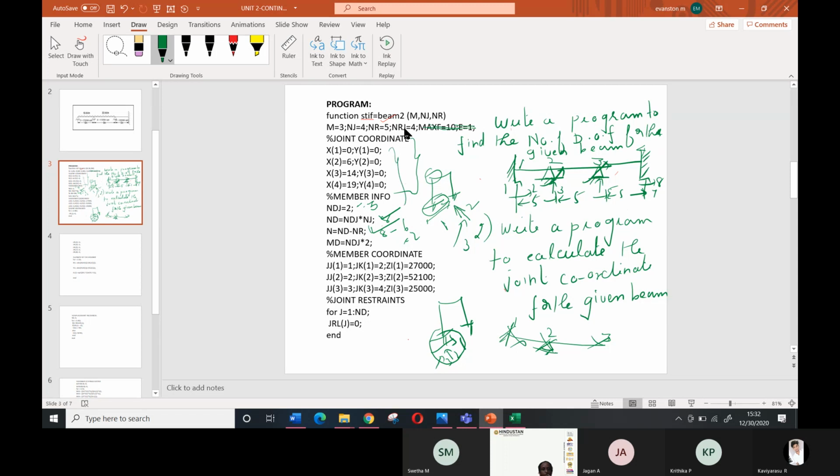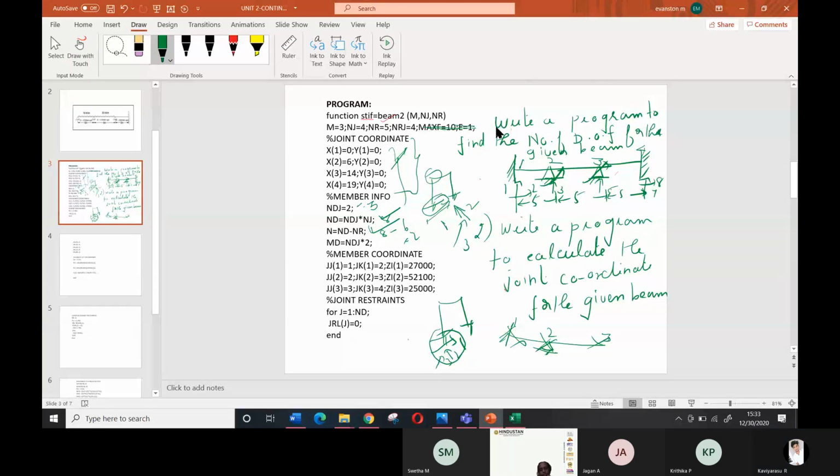x1 of 0 is equal to 0. Did you write this, the member coordinates? Do you have it written? x of 1 is equal to 0, y of 1 is equal to 0, and x of 2 is equal to 5, y of 2 is equal to 0. What is x of 3? x of 3 is 10, ma'am, y of 3 is 0. x of 4 is equal to 15, y of 4 is equal to 0.